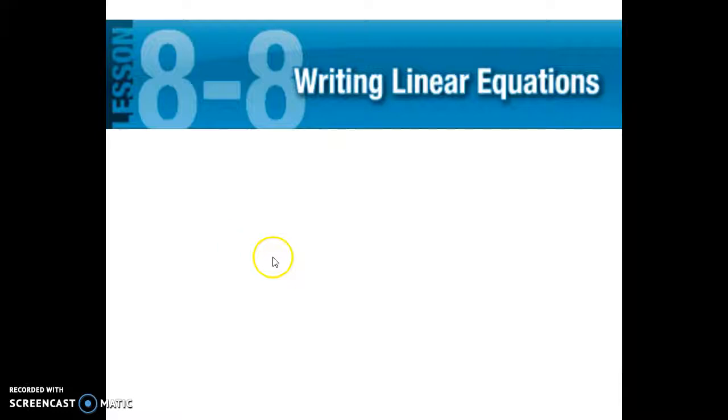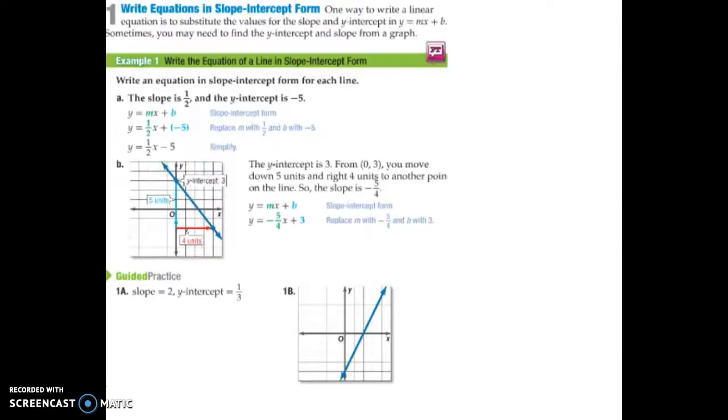8-8, writing linear equations. So yesterday we talked about slope-intercept form, and we graphed those equations. Now they're going to give us information about the graph, or the slope, or some points on the graph, and we are going to write what the equation would look like to match that description. Yesterday they gave us the equation and we graphed it. Today we are going to be given information, and then we are going to write the original equation.